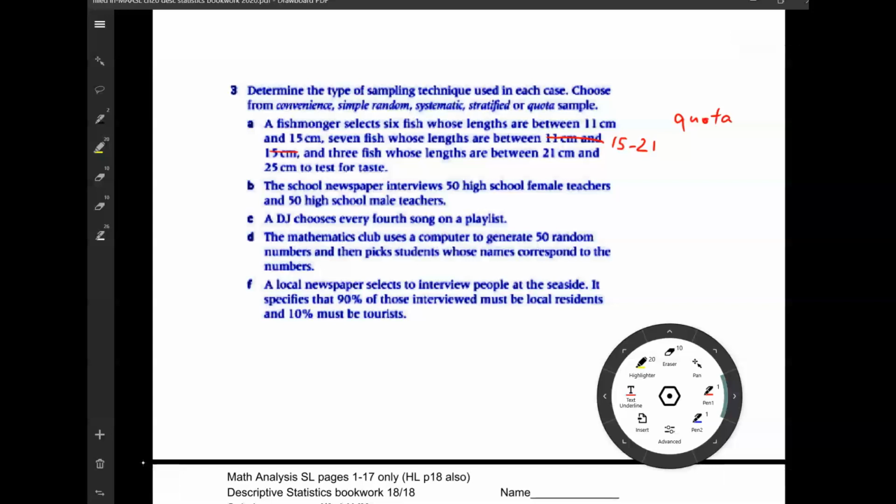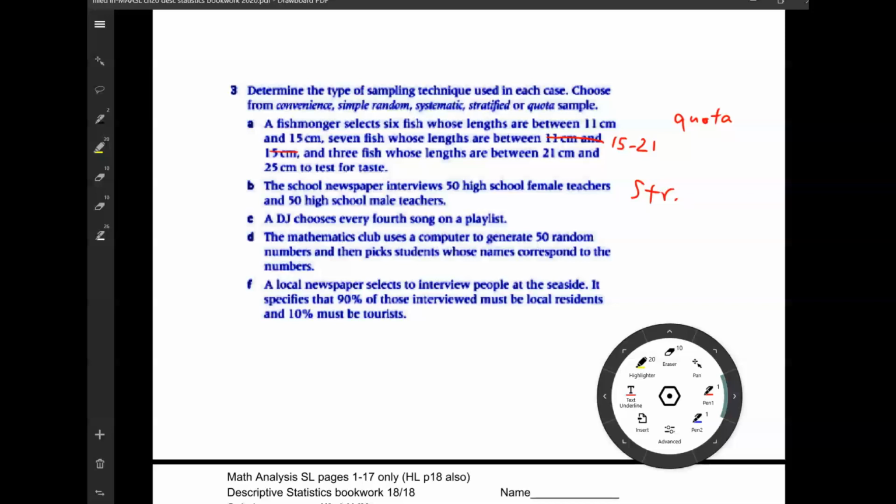B, the school newspaper interviews 50 high school female teachers and 50 high school male teachers. Okay, so they're making sure they get an equal number of females as males when they interview them. So that sounds like stratified, right? If maybe there were more female teachers than male teachers in the school and they took proportionally more female teachers to interview, then that would be a quota.